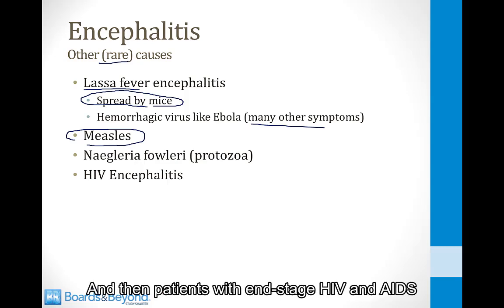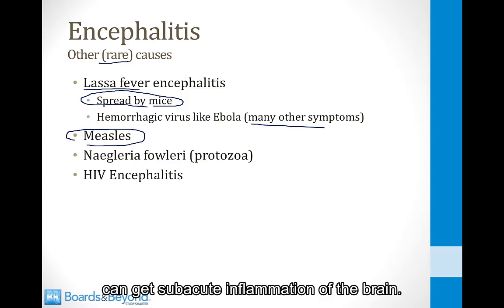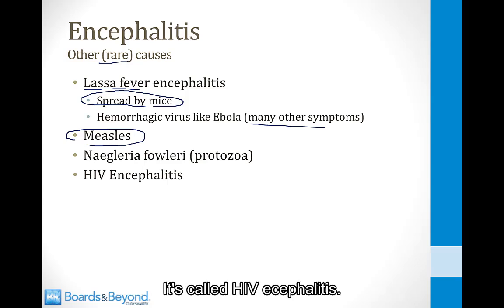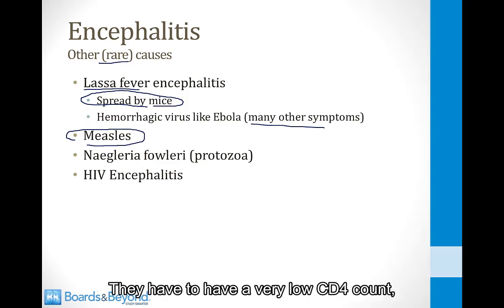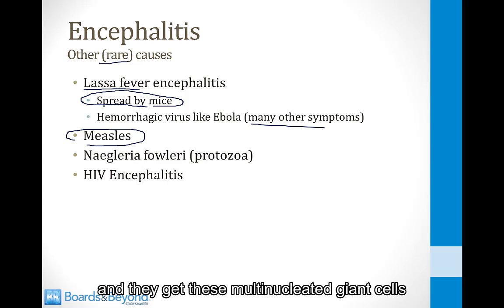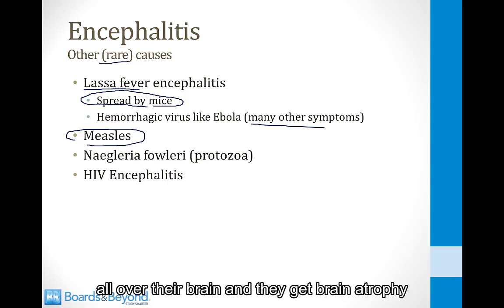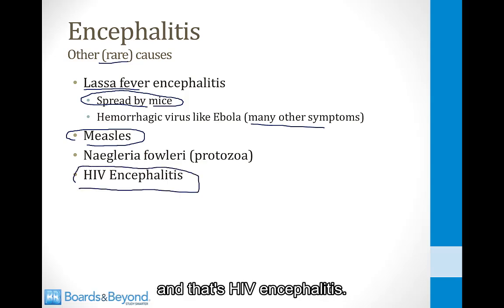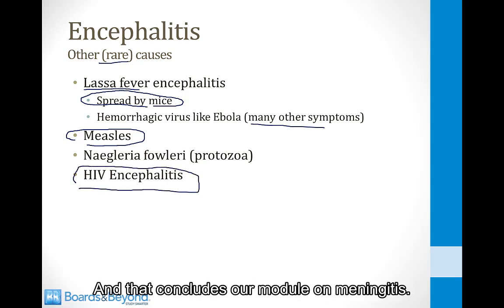And then patients with end-stage HIV and AIDS can get subacute inflammation of the brain. It's called HIV encephalitis. They have to have a very low CD4 count, usually under 200, and they get these multinucleated giant cells all over their brain, and they get brain atrophy, and that's HIV encephalitis. And that concludes our module on meningitis.